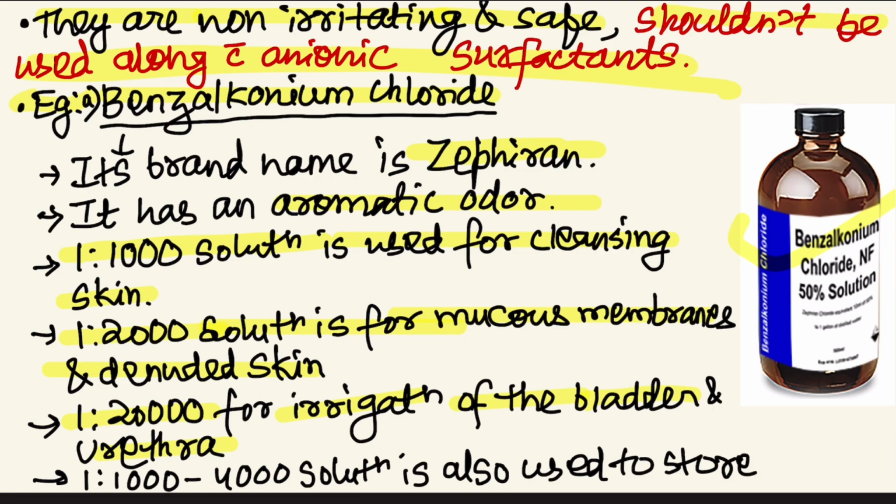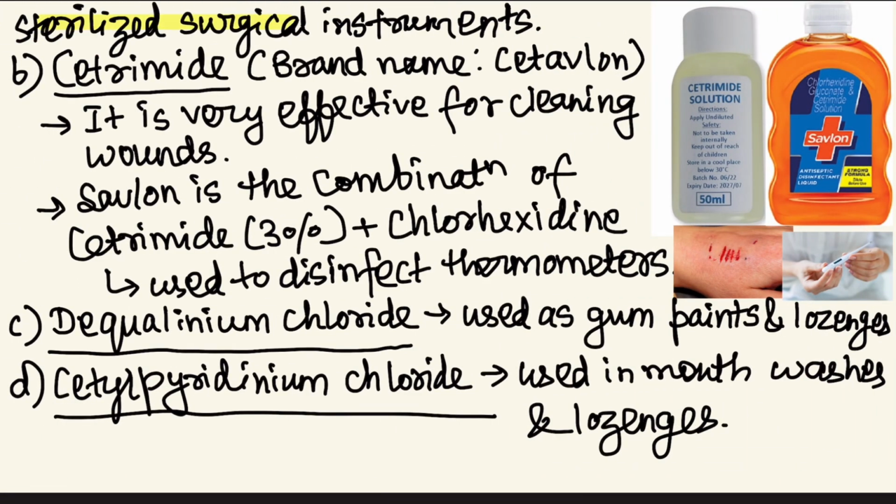So as you can see, as we are decreasing the concentration, it can be used for more sensitive structures like the mucous membranes and bladder. Then we have 1:1000 to 1:4000 solution, which is used to store the sterilized surgical instruments. Then we have cetrimide, which is also known as cetablone. That is the brand name of cetrimide. It is very effective for cleaning the wounds.